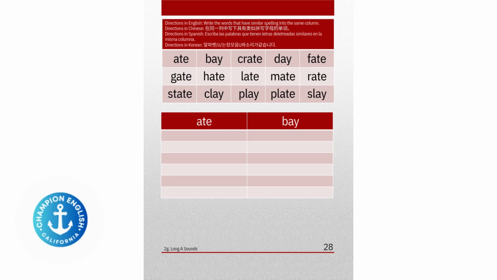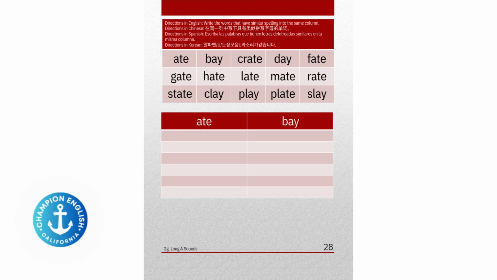Okay, the first one we have is crate. Yes, column 1. Day, column 2. Okay, I'm going to give you 30 seconds to quickly put the words in the right column.